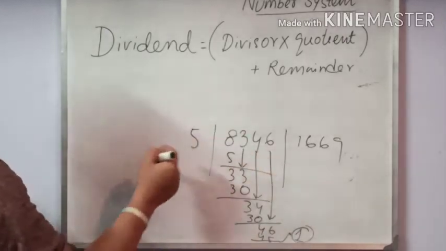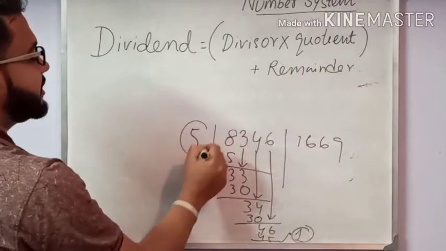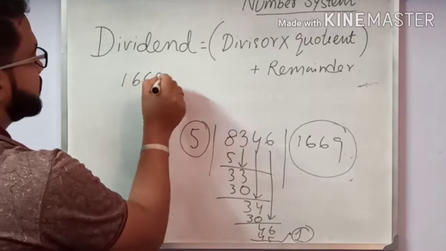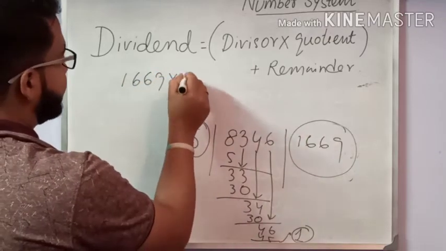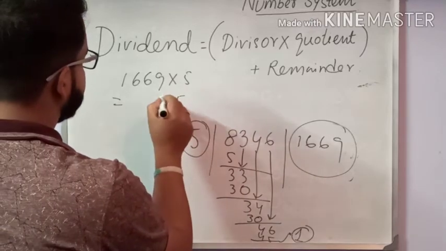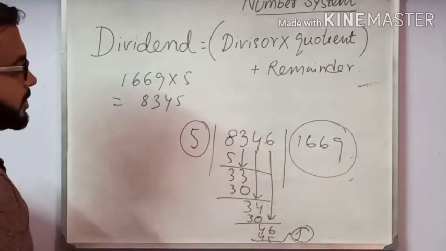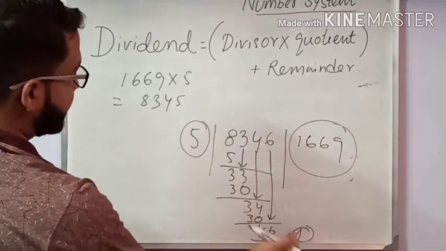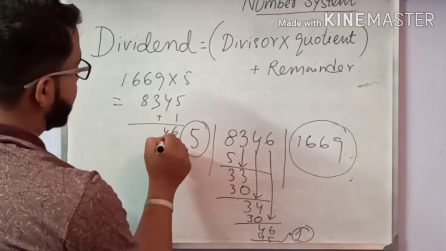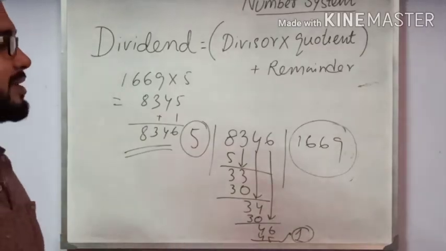Dividend means 8346 is equal to divisor into quotient plus remainder. This is my divisor and this is my quotient. Multiply these two into 5, we have got this and plus remainder. Remainder is my 1. So add 1 with this, we get this. This is my dividend. This is the checking property.